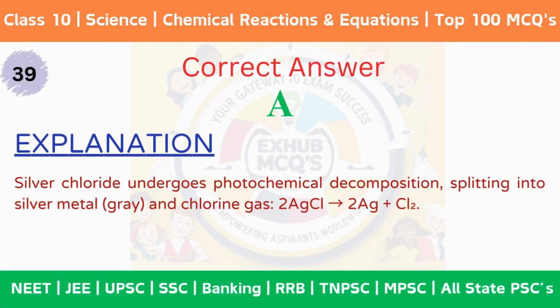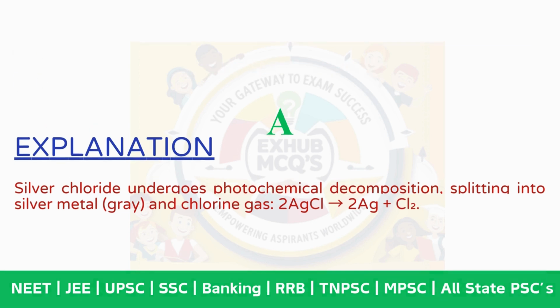The correct answer is option A, decomposition reaction. Silver chloride undergoes photochemical decomposition when exposed to sunlight, breaking into silver and chlorine gas. The silver formed appears gray.